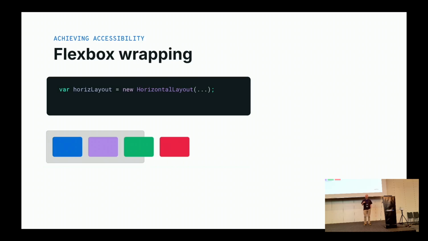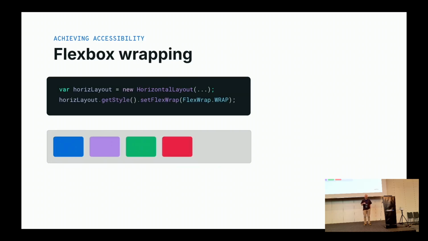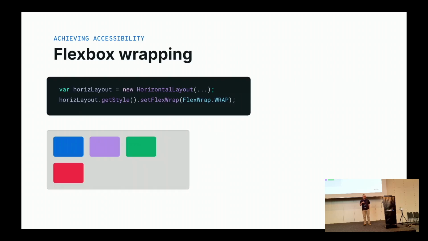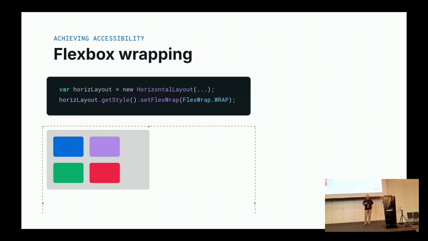So luckily, wrapping is easy to do. You just apply one utility class from the Lumo utilities enum, and then the horizontal layout wraps. Get style, set flex wrap, wrap. That's a lot of wrap, but you get the idea.